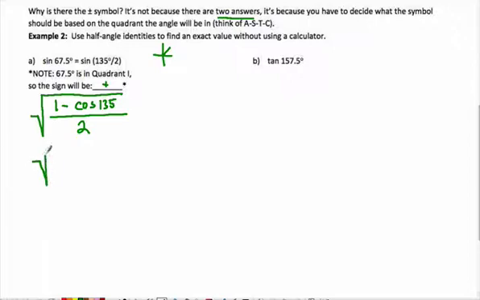And then you just need to use your strong math skills to deal with radicals and fractions. So I have 1 minus the negative square root 2 over 2. Just found that from my unit circle. And then I'm going to put this as 2 over 2 here. Square root of 2 over 2.